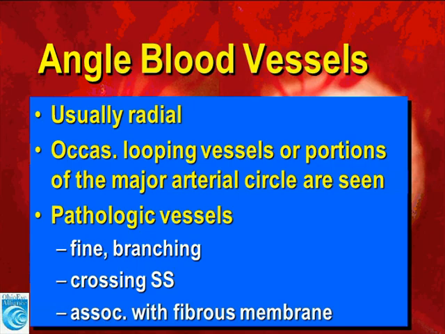Angle blood vessels can also be seen. These are usually radial. Occasionally we will see looping vessels or portions of the major arterial circle. Pathologic vessels, in contrast, are fine and branching. They generally will cross the scleral spur and can be associated with a fibrous membrane. Once neovascularization in an eye is treated, regression of these vessels may occur and the fibrous membrane may still be present. This can lead to elevated intraocular pressure without necessarily seeing the presence of vessels.